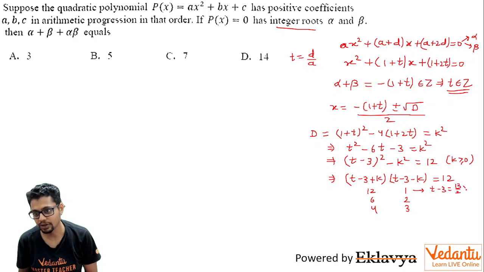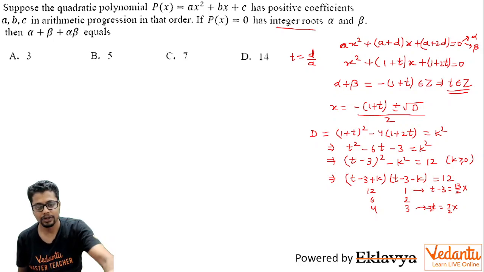13 by 2, which is not allowed. Check it out. And here t turns out to be 7 by 2, which is also not allowed. T minus 3, by the way. Why? Because t minus 3 is supposed to be an integer.